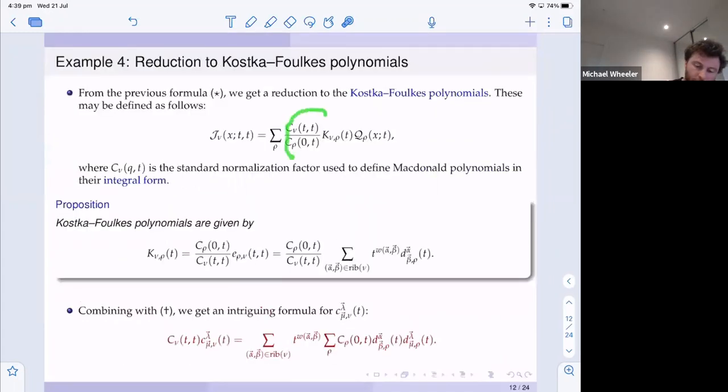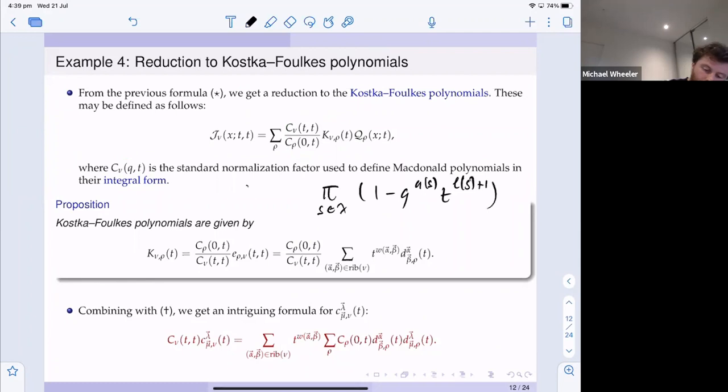So here I've defined them. This C here is a standard normalization factor that's defined in chapter 6 of Macdonald's book. This is just an explicit product over boxes inside of the Young diagram. Should be something like Q to the arm of S, T to the leg of S plus 1. So that's the definition of this C. Possibly this plus 1 exponent belongs over here. I can never remember which way around, but yeah.